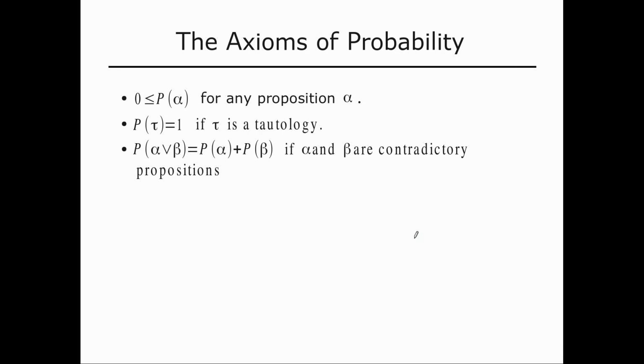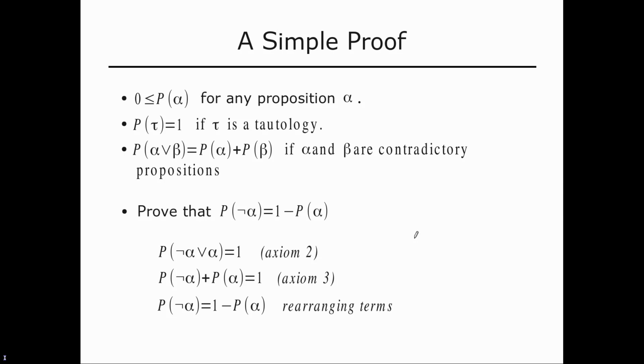And we won't look at it, but there's a nice couple of pages in our textbook where he shows how you can build up from these axioms of probability 4 or 5 very useful identities. Here's one of them. If we wanted to show that the probability of not alpha, the probability of the negation of some proposition, equals 1 minus the probability of that proposition, right? And this makes a lot of intuitive sense.